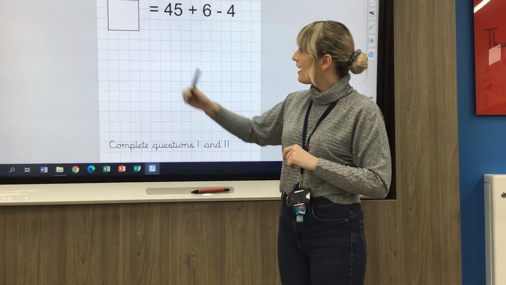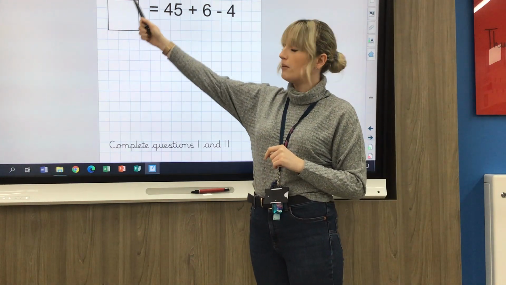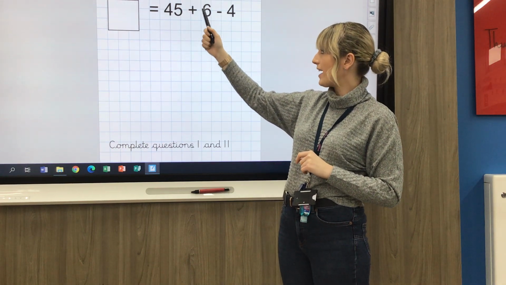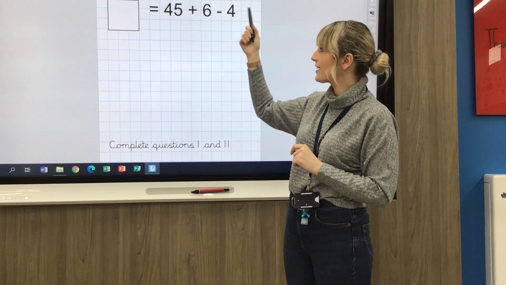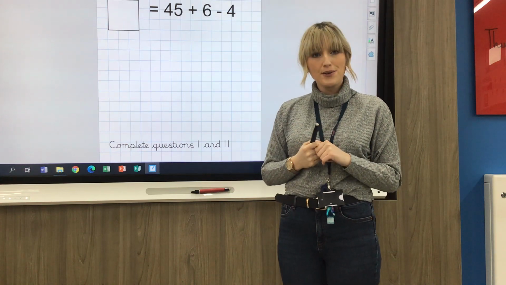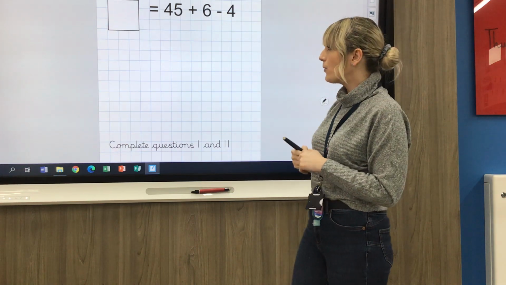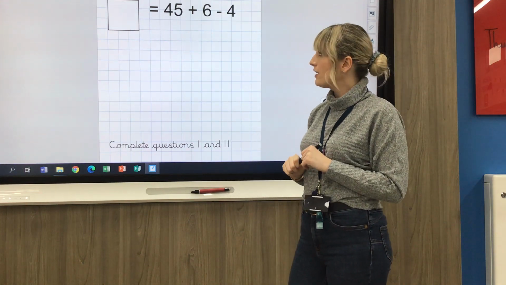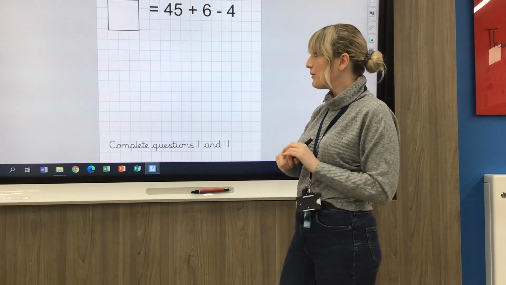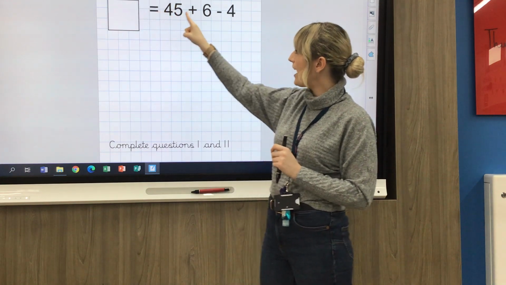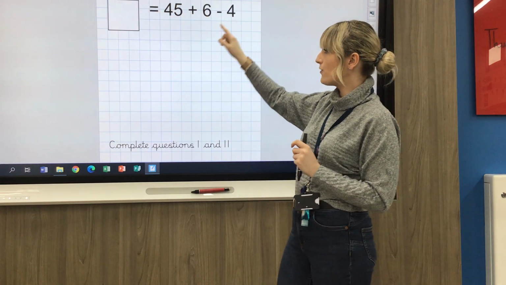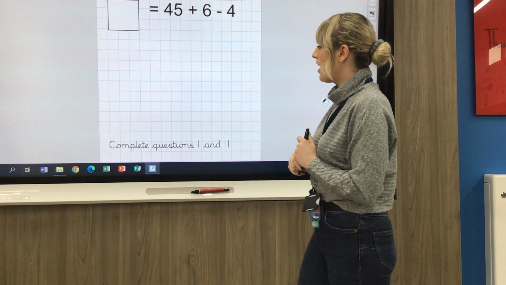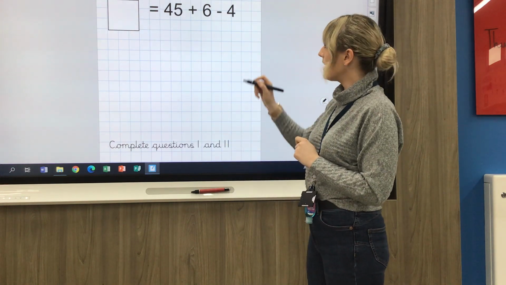Okay, here I've got something equals 45 add 6 subtract 4. So I've got another two-step problem and I've got a question where my answer is at the beginning. Okay, don't let that confuse you. We know we've got 45, add 6, take away 4, and we just put our answer the opposite side. Okay, so I'm going to do it in steps.